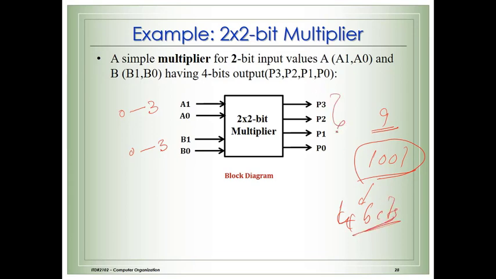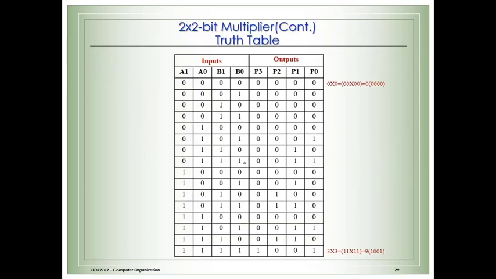So here these 4 lines represent your output, meaning product 0, product 1, product 2, product 3. Product means multiplication. After multiplication, whatever you get, we call it the product, correct? So this is the block diagram. For this block diagram, we are going to write the truth table. So this is the truth table.